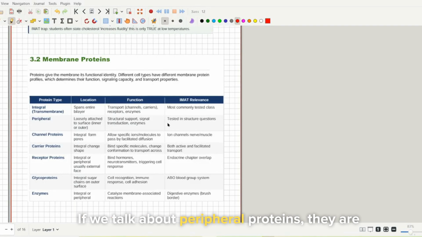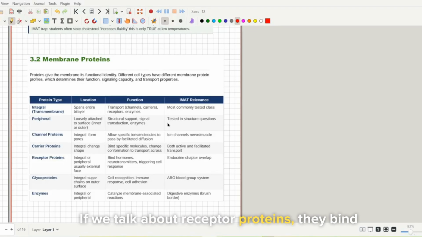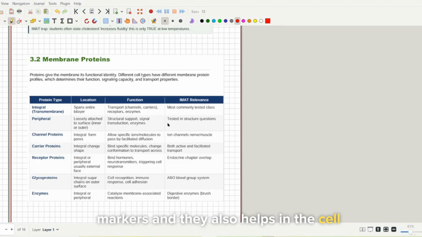If we talk about peripheral proteins, they are mostly for support, signal transduction and enzymes. If we talk about channel proteins, carrier proteins, and receptor proteins, we have already discussed them in detail. Channel proteins allow specific ions, while carrier proteins bind specific molecules and change conformation to transport across. Receptor proteins bind hormones, neurotransmitters and different kinds of molecules that come in contact with the cell. Glycoproteins are cell surface markers, and they also help in cell recognition.